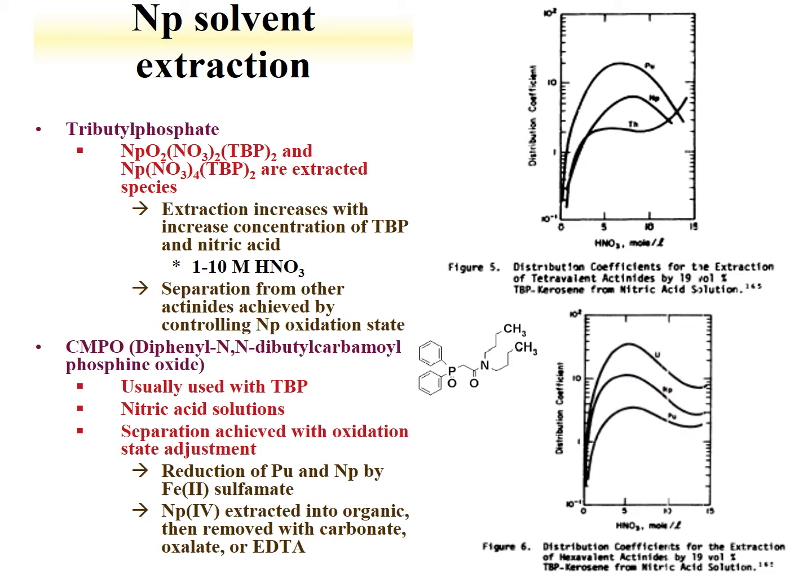CMPO, which is a ligand that is preferentially used in the TRUEX process, has also been studied with tributyl phosphate, and separations have been achieved with oxidation state variation, where neptunium and plutonium can be reduced and neptunium-4 can be extracted into organic and then removed with the carbonate, oxalate, or EDTA.